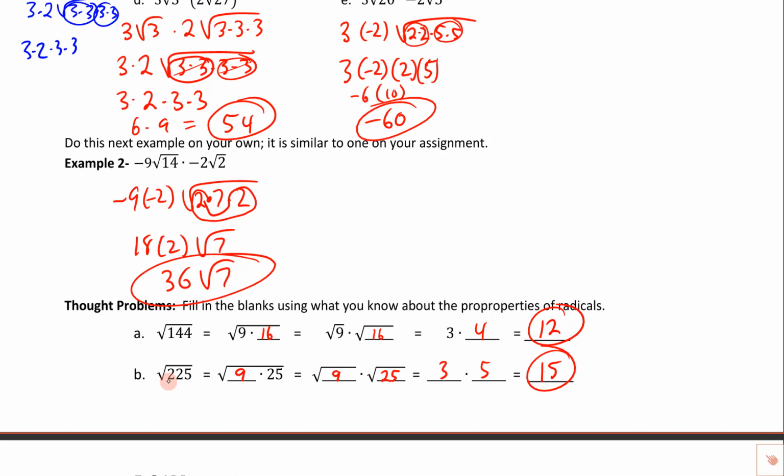All right, everything on today's assignment is using the product property, so we're multiplying radicals and then simplifying from there.